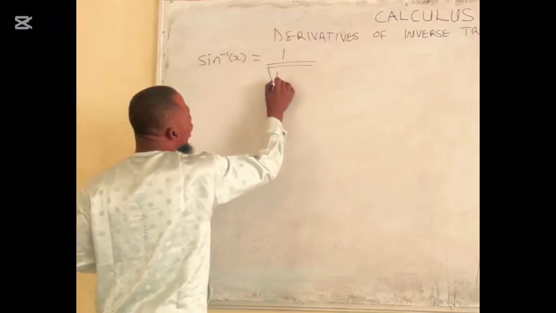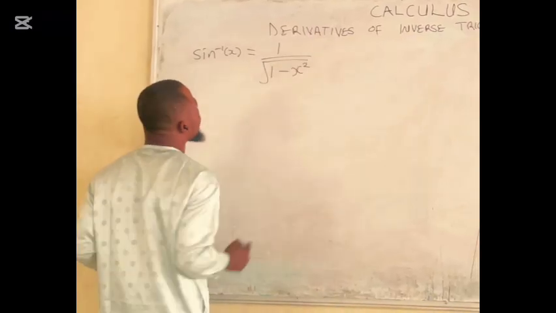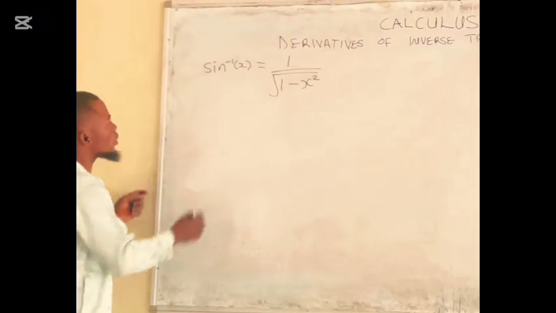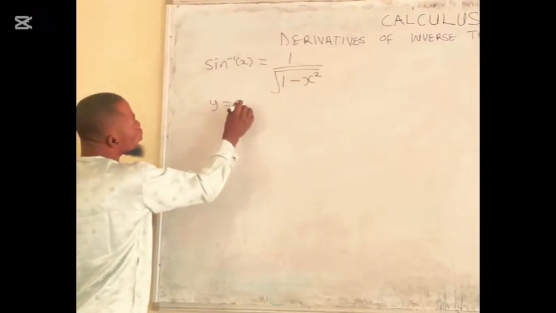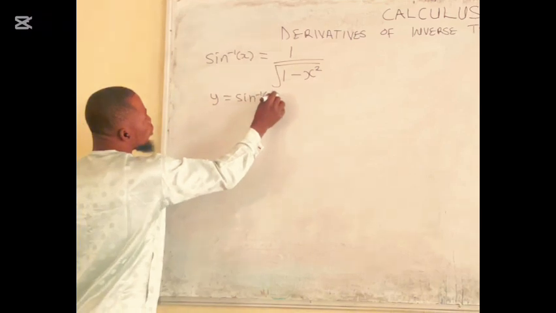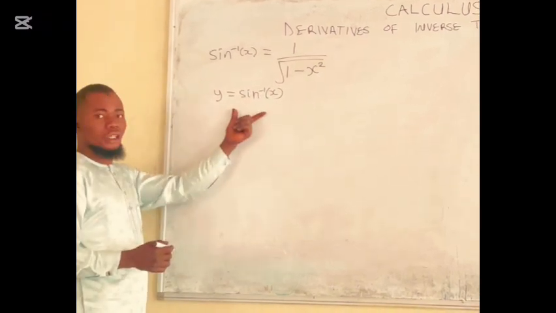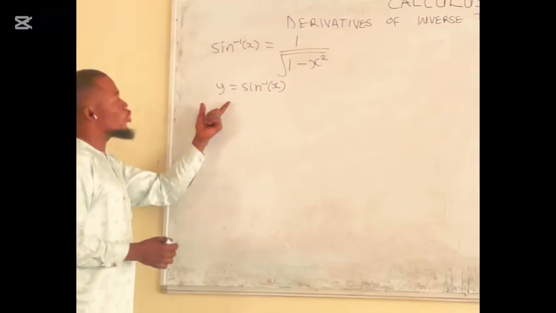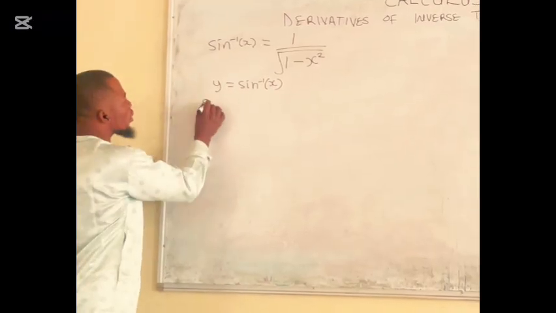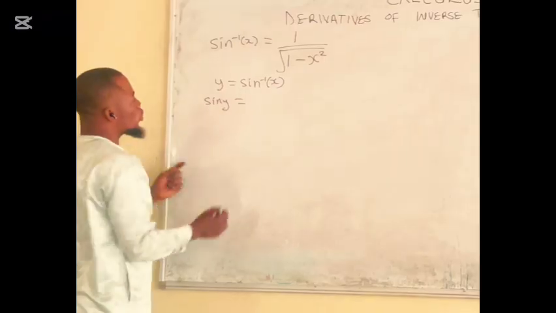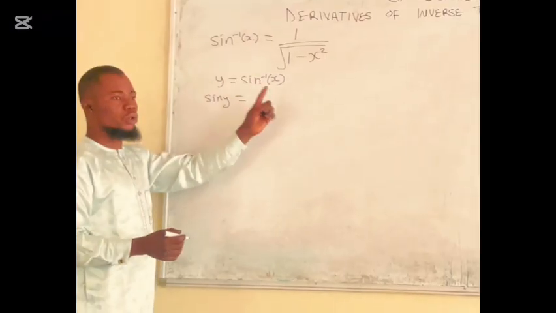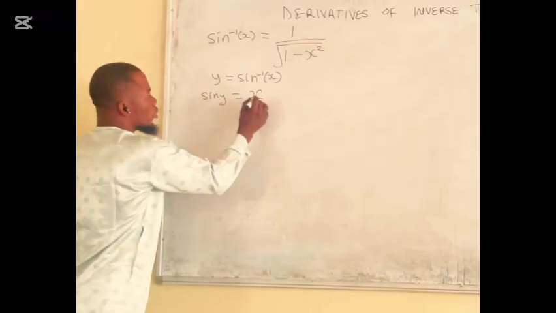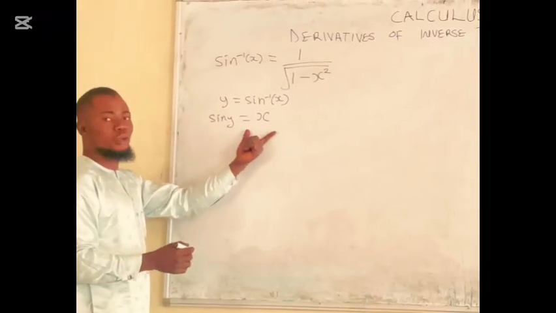We said that the derivative of sine inverse of x is equal to 1 divided by the root of 1 minus x squared. So now let's prove this one. From the question, our y is equal to sine inverse of x. Next, you multiply both sides by sine. Sine times sine inverse gives 1, and 1 times x gives us x. So our sine y is now equal to x.